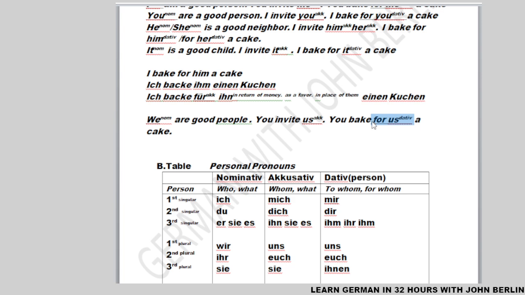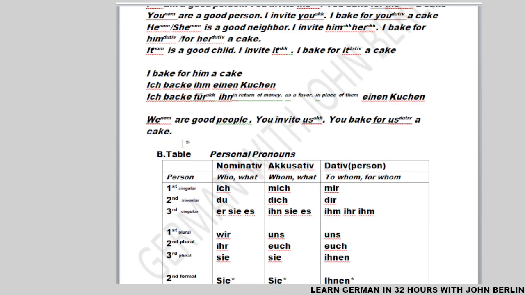Now in the same sentence where I have written you bake for us a cake, if I wouldn't have said uns and I would have said für uns, as I had explained earlier, the meaning of the sentence would have changed. That would have meant in return for money, as a favor, or in place of you. So we don't want to say für uns. We would rather go for uns because I'm treating you as a guest. I would simply say uns.